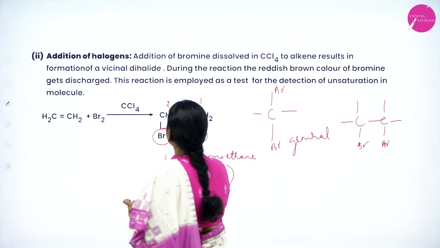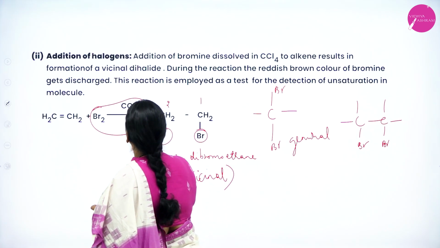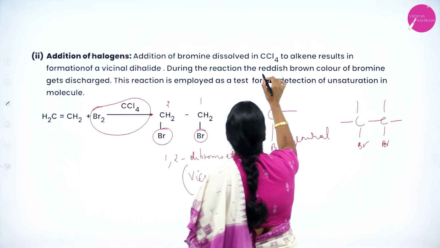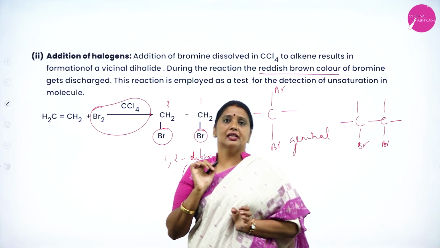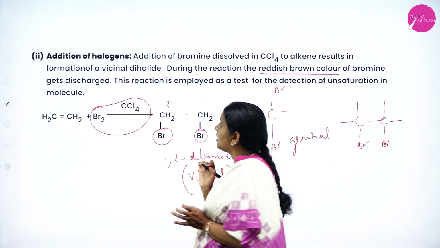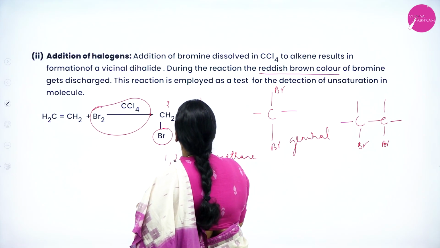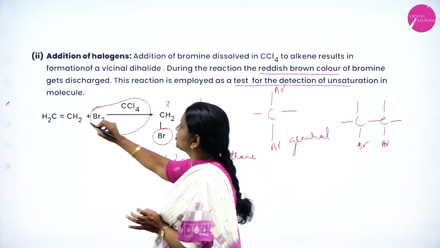So, the double bond will become a single bond. Therefore, bromine in the presence of CCl4. During this reaction, the reddish brown color is discharged and becomes colorless. Therefore, the addition of bromine in CCl4 to an alkene is a test for detection of unsaturation.